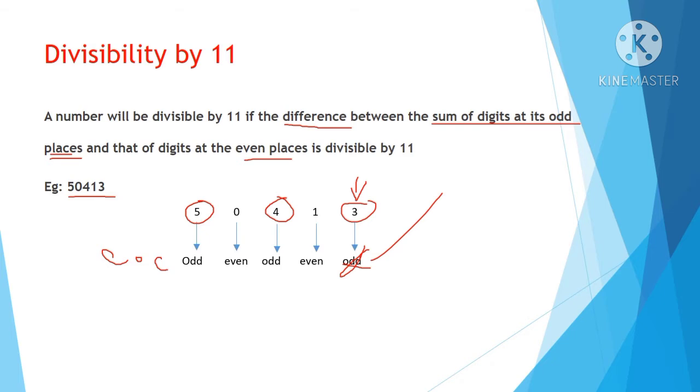Then you want to find the difference. Difference means what do you do? Subtraction. Which is the greater number? 12. So 12 minus 1, you know the answer is 11. Then you check whether that answer is divisible by 11 or not. Okay, understood? This is the meaning of this definition.